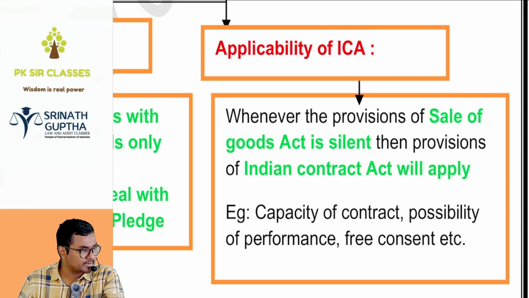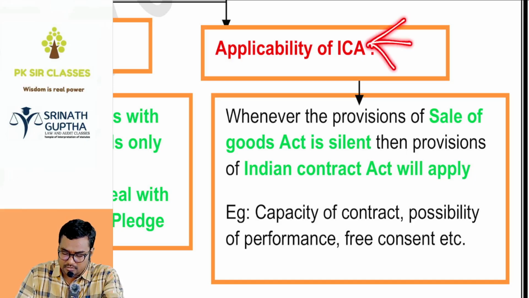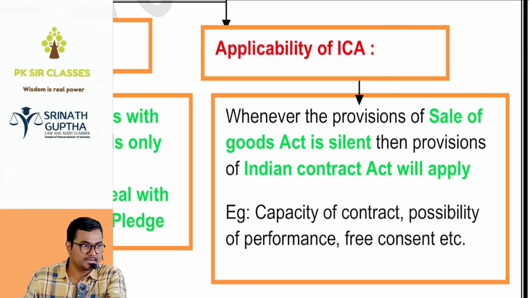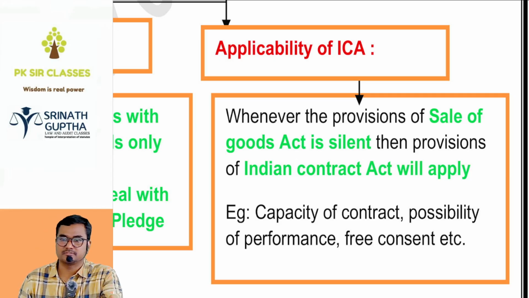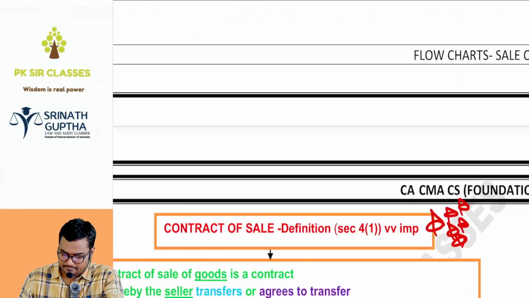SOGA explains that to enter into a contract of sale there must be a buyer and seller. How are the buyer and seller supposed to be? SOGA is silent. Then the Indian Contract Act says that to enter into a contract of sale, the buyer and seller should be major, of sound mind, and not disqualified by law. Done. So whenever the provisions of SOGA are silent, the provisions of the Indian Contract Act will be applicable.